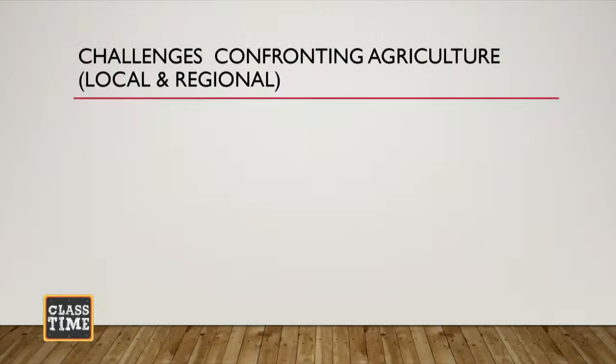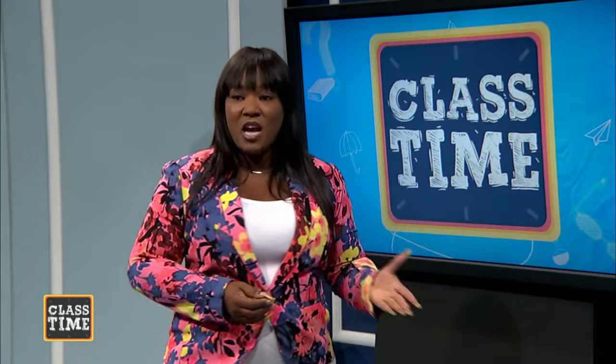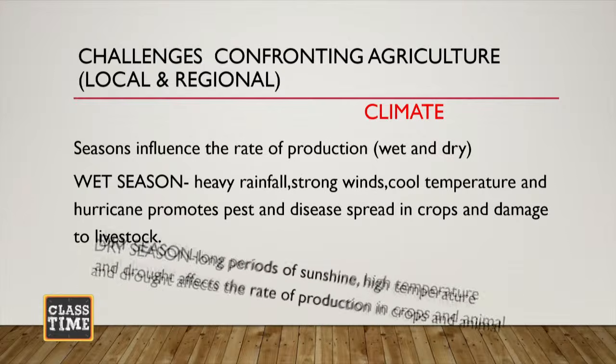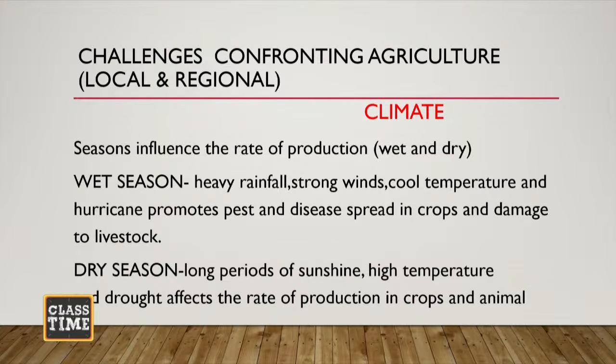Let's look at a few challenges. In the Caribbean, we look at two different terms, to be exact. We have local and we have regional. Local implies within our country. Regional speaks to the Caribbean. So these challenges are confronted in Jamaica and in the wider Caribbean. Let's look at the first one. First one is climate. Now, climate is broken down in two categories. We're looking at seasons. Seasons, wet season, dry season.